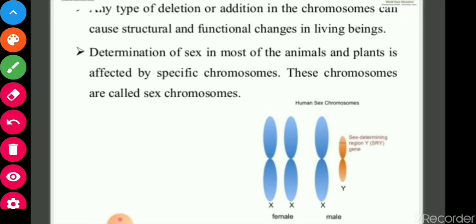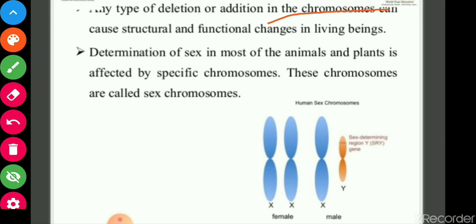Many types of deletion or addition. See here, whenever in a chromosome there may be genetic deletion or addition, so this change, whenever some genes are added or some part of the chromosome is deleted, it brings variations.